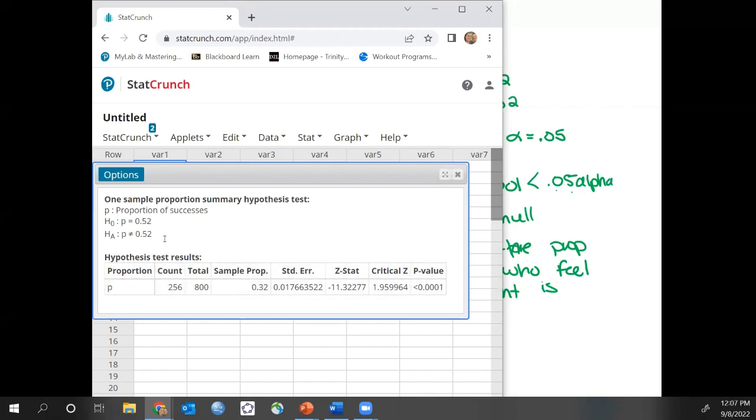So if these two values were really close, like 0.52 and 0.503, that's probably not going to be enough to claim a difference. You should be able to see that, yeah, these are distinctly different, or one is distinctly higher or smaller than the other.